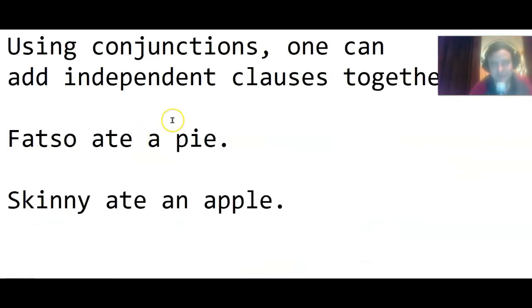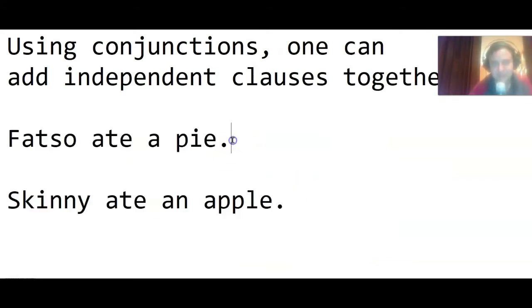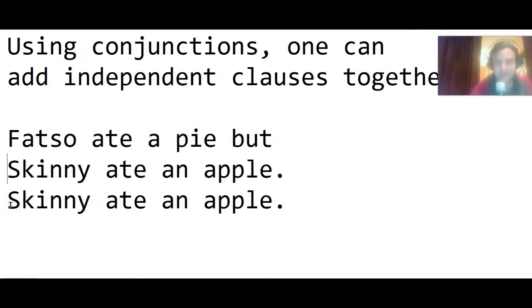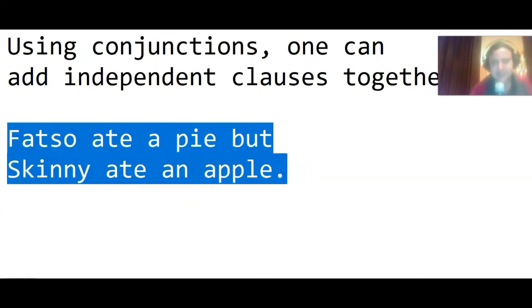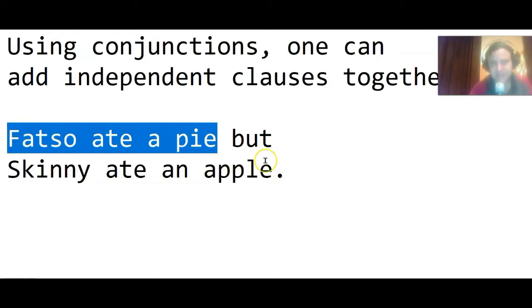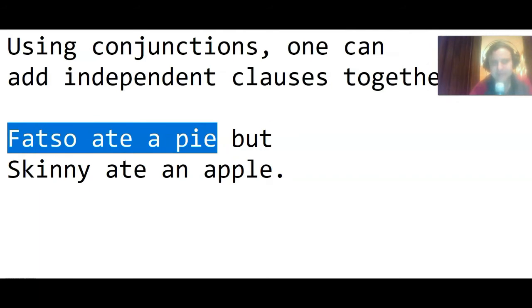Here are two more standalone independent clauses. Fatso ate a pie, Skinny ate an apple. Now watch, we can use a conjunction: but, or, and. Fatso ate a pie, but Skinny ate an apple. Now that is a single standalone sentence made of two standalone sentences. These are like clauses, right?